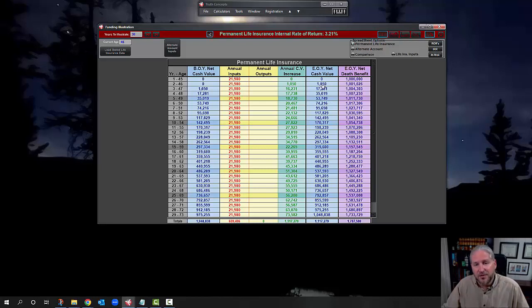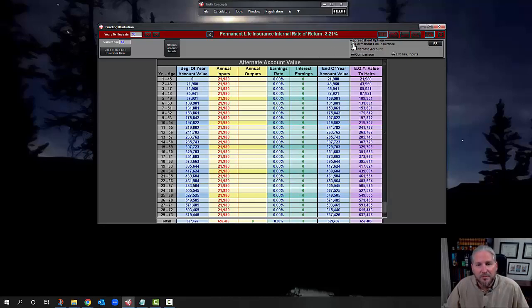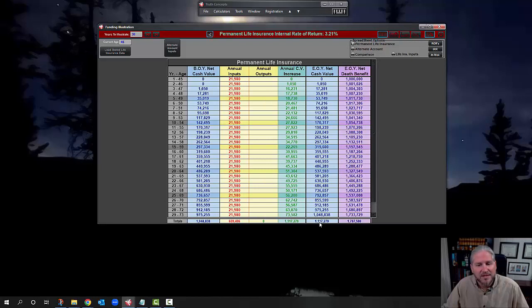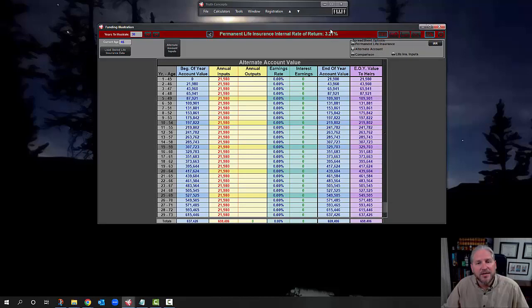So in other words, if you had an alternate account in which you were going to invest money or save money, in order to match the $1.117 million that you have after 30 years in the life insurance policy, you would need to save and have that money grow at 3.21% for 30 years in order to get that same $1.117 million. So that's what it takes here.